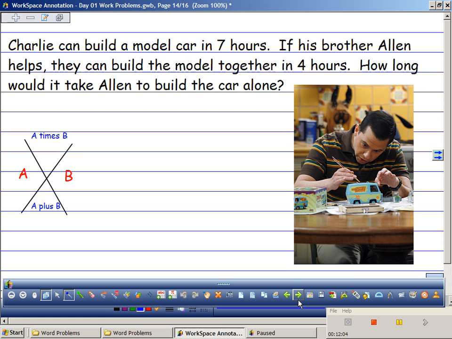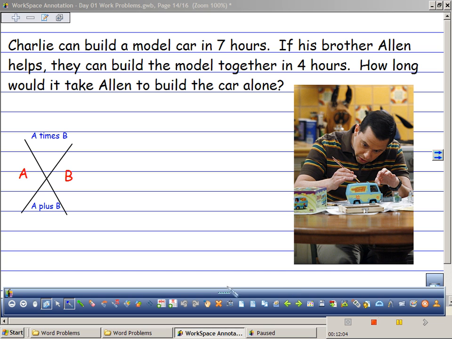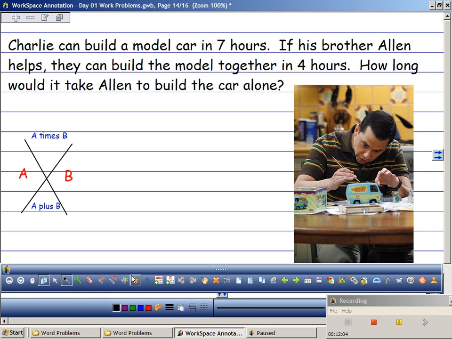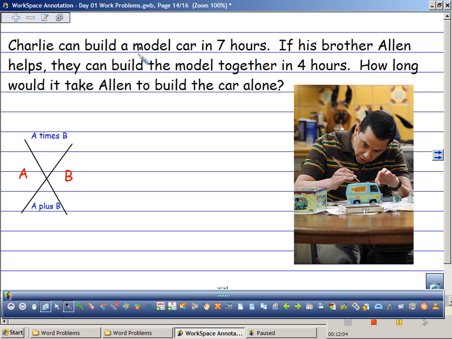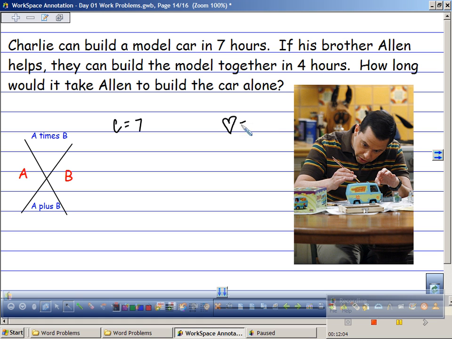I think you're ready. Let's do one more. Charlie can build a model car in 7 hours. His brother Alan helped. They can build the model together in 4 hours. Together they can do it in 4 hours. How long will it take Alan to build the car alone? Because we all know that Charlie isn't going to help him.